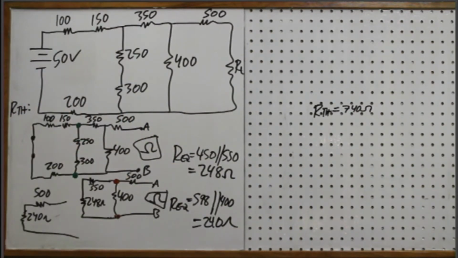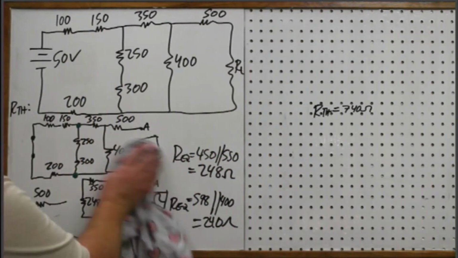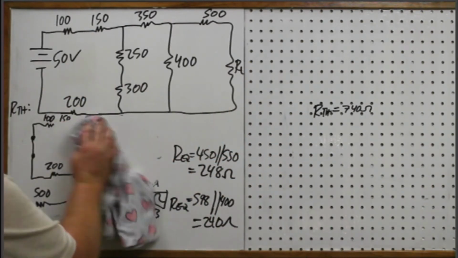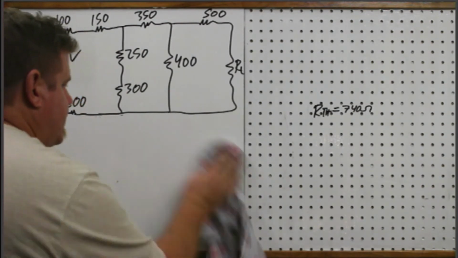Okay? So again, I had to do a couple more series parallel reductions. That's okay. We are experts at those now. All right, now it's time to find VTH.